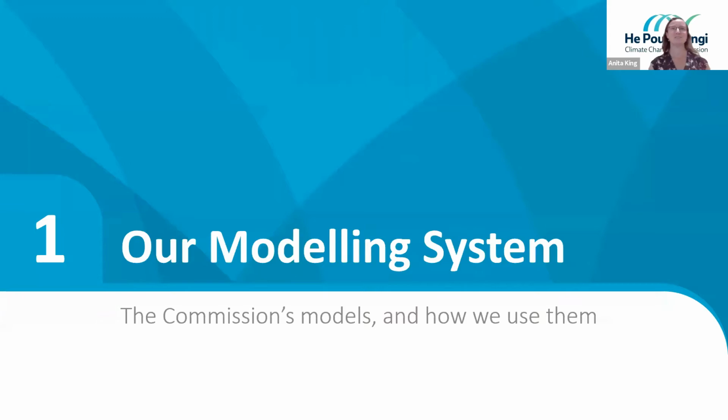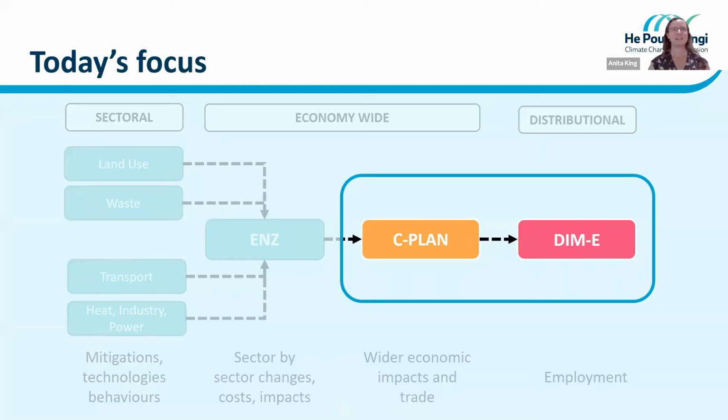So moving on to our modelling system. We've got three models at the Commission. We've got the ENDS model, which is that bottom-up model with the really rich technological detail. I'm not going to be talking at all about that. We've had separate webinars that have gone into detail on the results and how that model works.